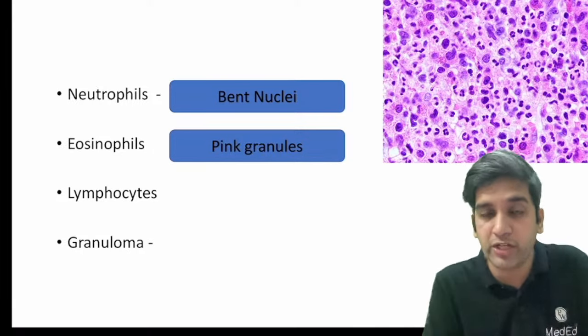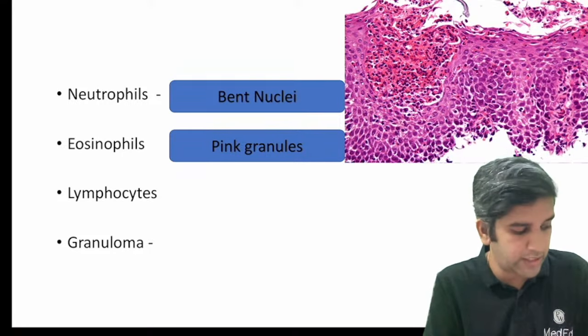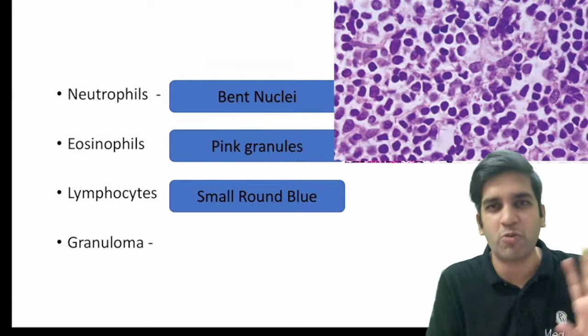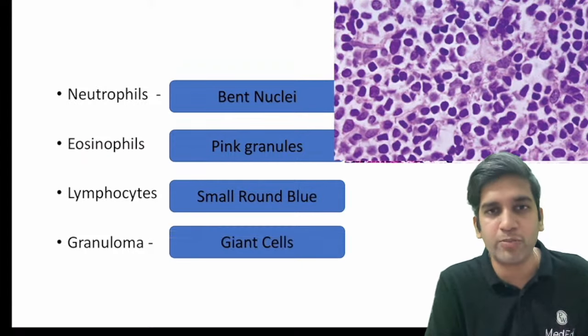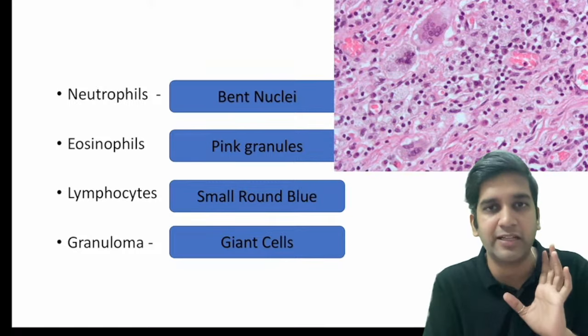I am not talking about nuclei here. It will be granular and pink in color. That's how an eosinophil looks like. Lymphocytes, undoubtedly small, round and blue. It's small, round and blue, that's all. Granuloma will have giant cells. That's how you pick up a granuloma. Those are giant cells in the granuloma, right?